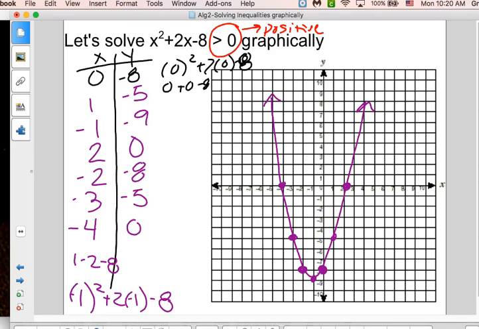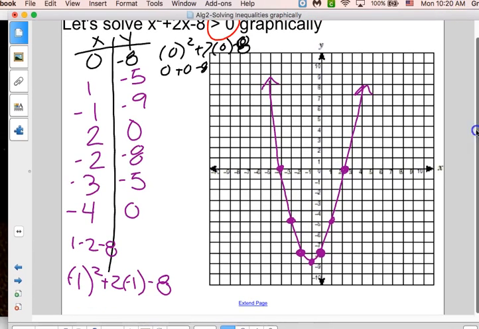And the question we are being asked is, where is that graph greater than 0? So where is that graph positive? How many portions of this graph are positive? How many portions are above the x-axis? 2. Where's the first one? Negative 4, and then to the left or to the right? So that portion's above. What else is above?